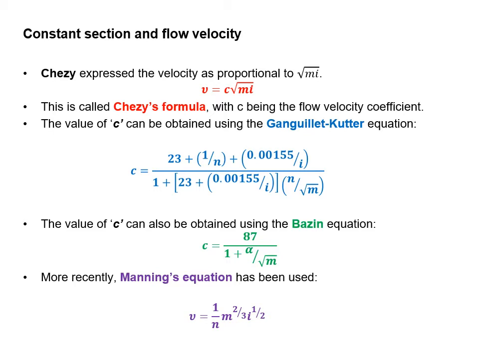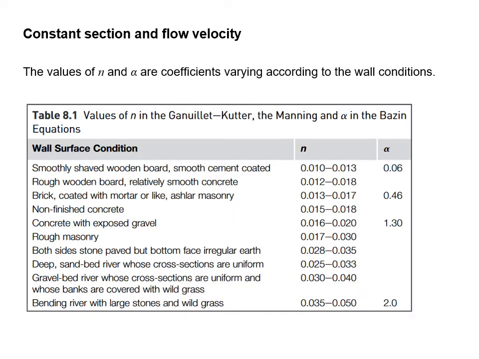The value of C can be obtained using the Ganguillet-Kutter equation as shown. The value of C can also be obtained using the Bazin equation as shown. And more recently, Manning's equation has been used. So the values of n and alpha are coefficients which vary according to the wall conditions. And the table shown here shows various wall surface conditions, n numbers and alpha numbers.